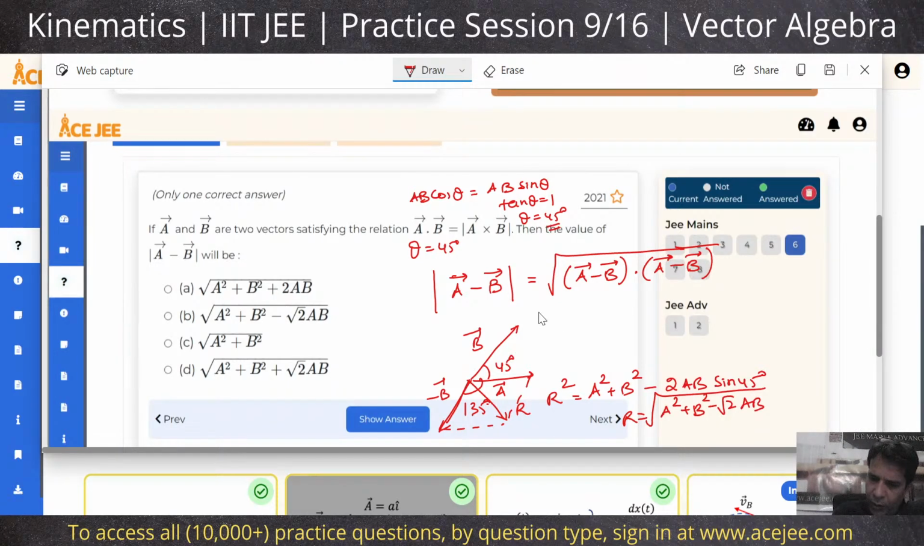Right. So by the way, here also it's the same thing, no? So if you open it up, A dot A squared, B dot B squared, minus 2A dot B, that is AB cos of 45.